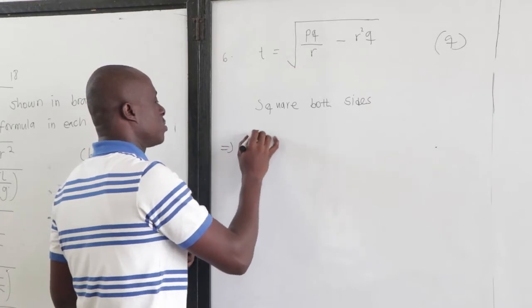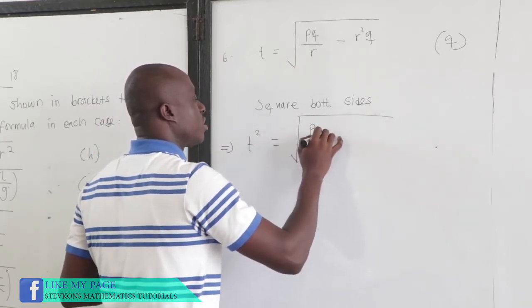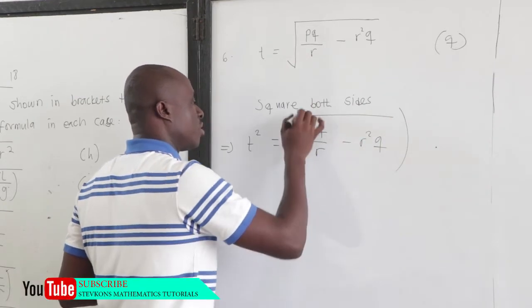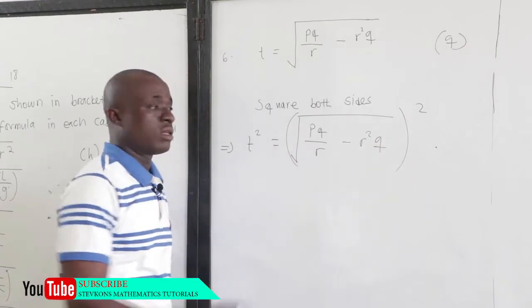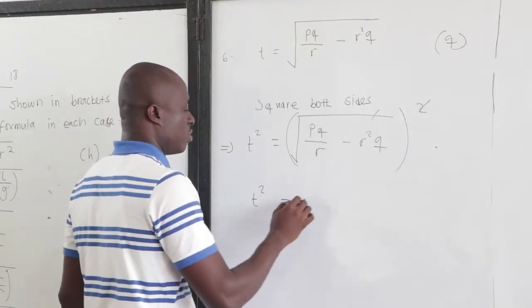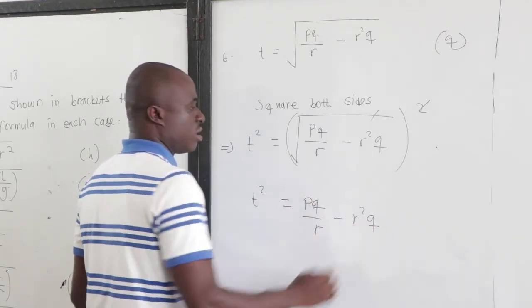So we have t squared equal to the square root of pq over r squared q. You have to square both sides. Now this is cancelling that. So you have t squared equal to pq over r minus r squared q.